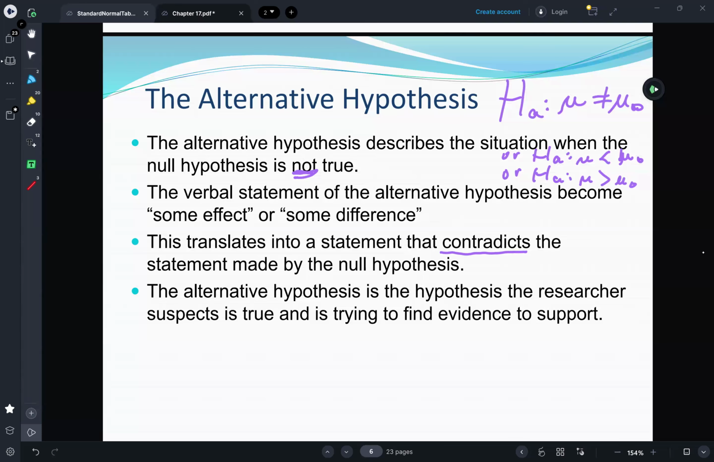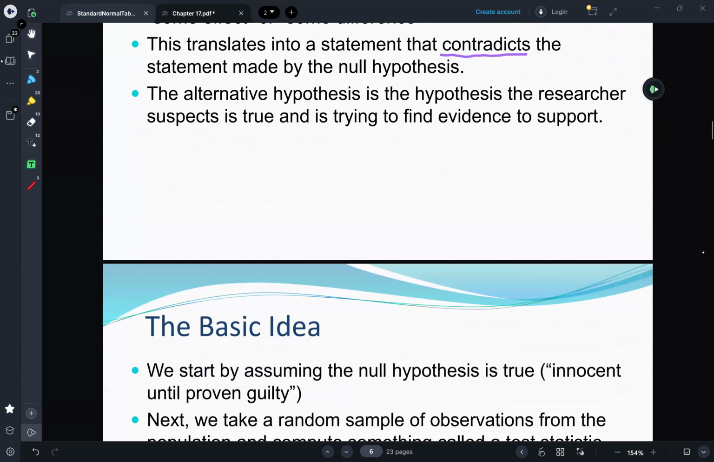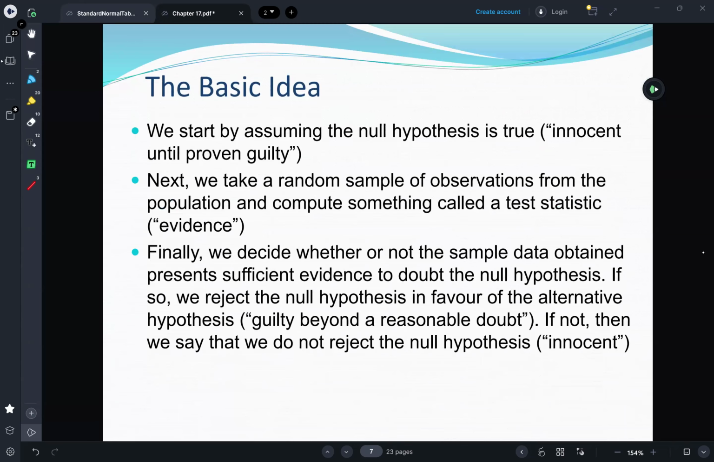So we have a claim, and then we say, well, we think it's not equal to that, and then we go ahead and get our data and test it. The data is the evidence, right? So we base it on that random sample. We start by assuming that the null hypothesis is true, innocent until proven guilty. Next, we take a random sample of observations from the population of interest that the claim is regarding, and compute something called the test statistic.